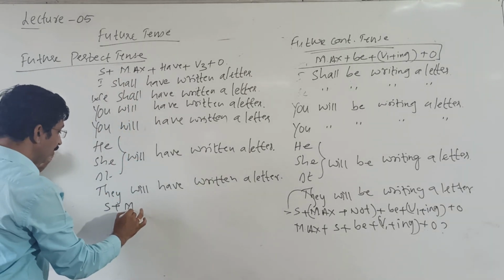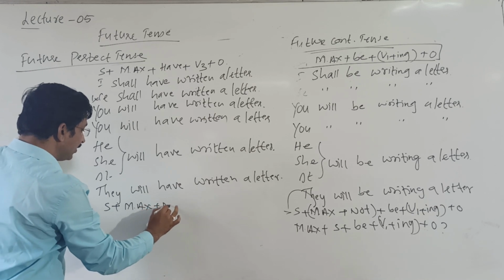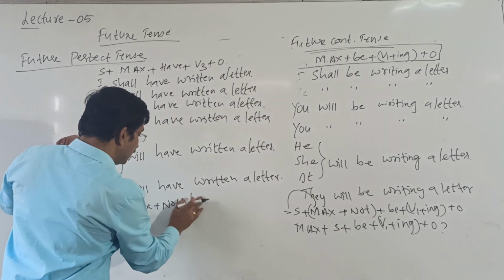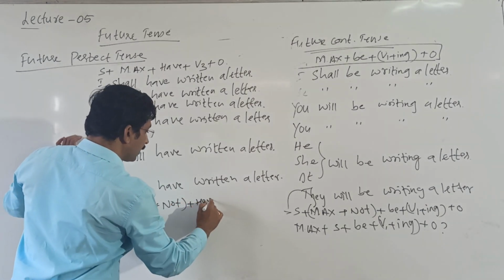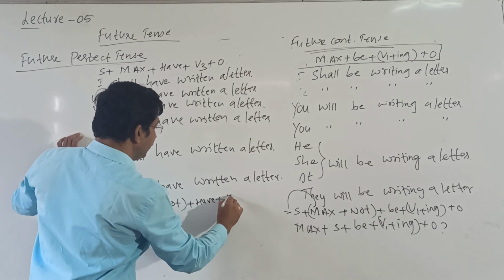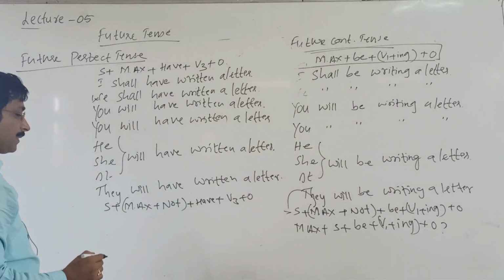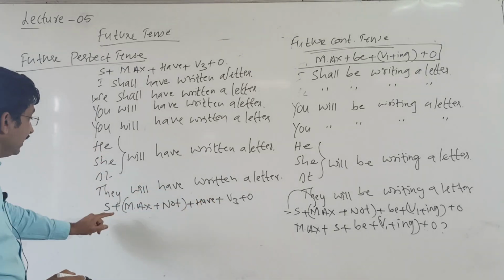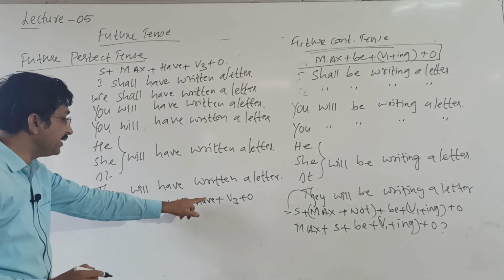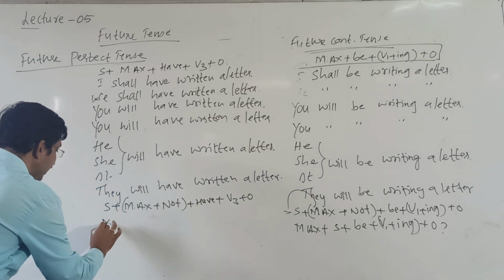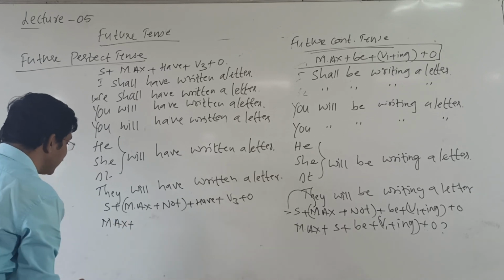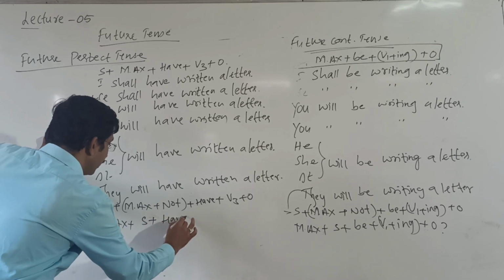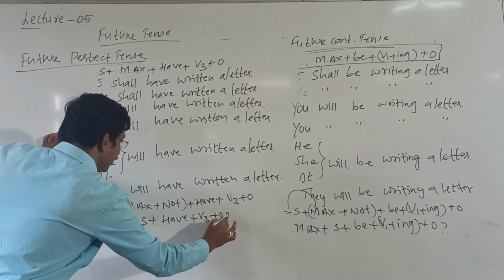Subject plus modal auxiliary plus not. I shall not have plus V3 plus object. I shall not have written a letter. Take another one: He will not have written a letter. Then its interrogative is modal auxiliary plus subject plus have plus V3 plus object.